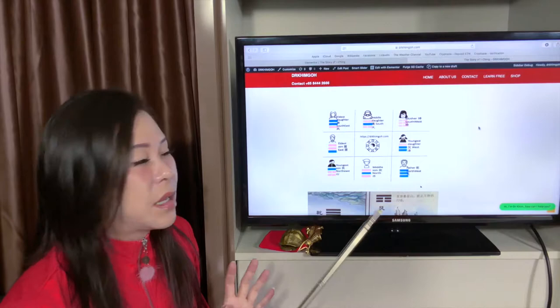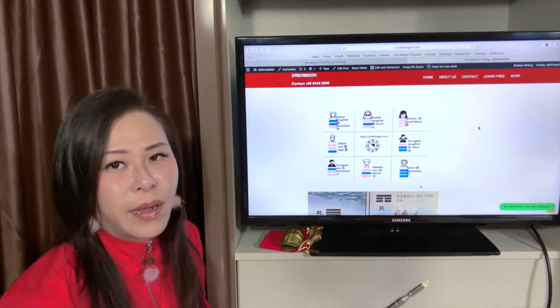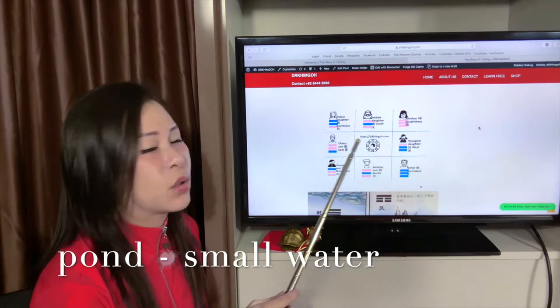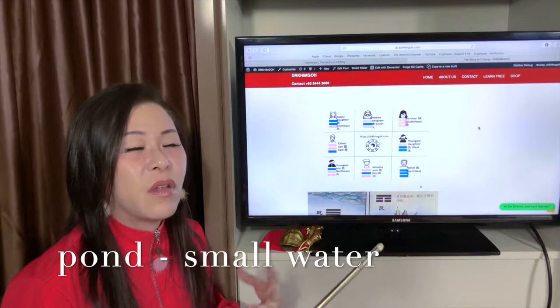Then the last one is the Kan Gua. Kan Gua represents water. So maybe you will ask me, hey, Dr. Kim, Zhe is pond, lake, small water, right? Why is there water again? Why do we have two types of water? Now this water is the ocean, the huge sea, the big huge water. Just like earth, how can you have a pond? You need to have the sea, right? Otherwise, it would be so hot, right?